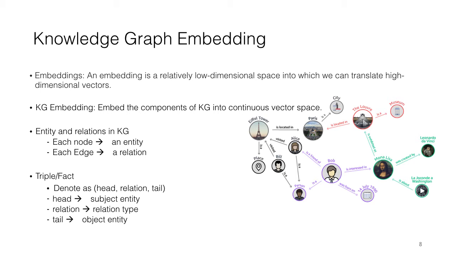Okay, let's discuss the general terms we will be using throughout this presentation. At first, embedding. An embedding is a relatively low dimensional space into which we can translate high dimensional vectors. We all know that. So the idea is the same for knowledge graph embedding. We know that a knowledge graph contains facts about real world entities in the form of triples. You can see an illustration of a knowledge graph in the picture on the right, where nodes represent the entities and the edges represent the relations between the entities.